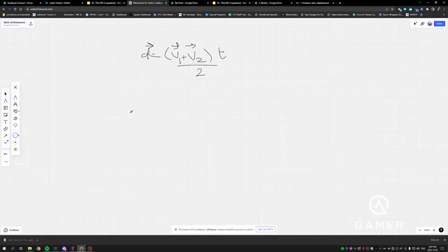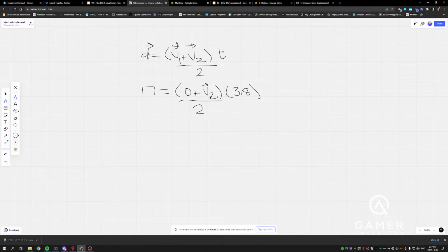So I'm going to fill in the information that I know. I know that my distance was 17 meters. I know that my V1 was 0. I'm looking for my V2. And I know that my time was 3.8 seconds. And all of this was divided by 2. That's just part of the equation there.